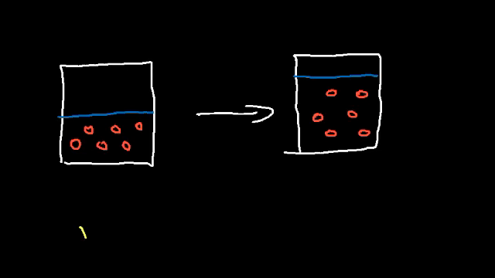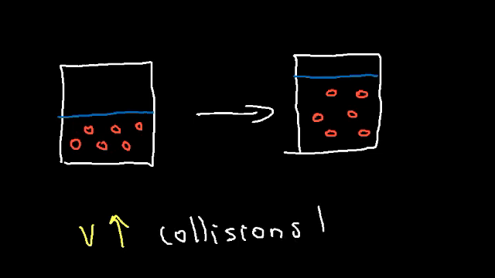So as you increase the volume, the gas molecules, because they have more space, the number of collisions will decrease. And so because they're colliding with the walls of the container less frequently, the pressure will be reduced as well. It's going to go down. And so that's Boyle's law, the relationship between volume and pressure.